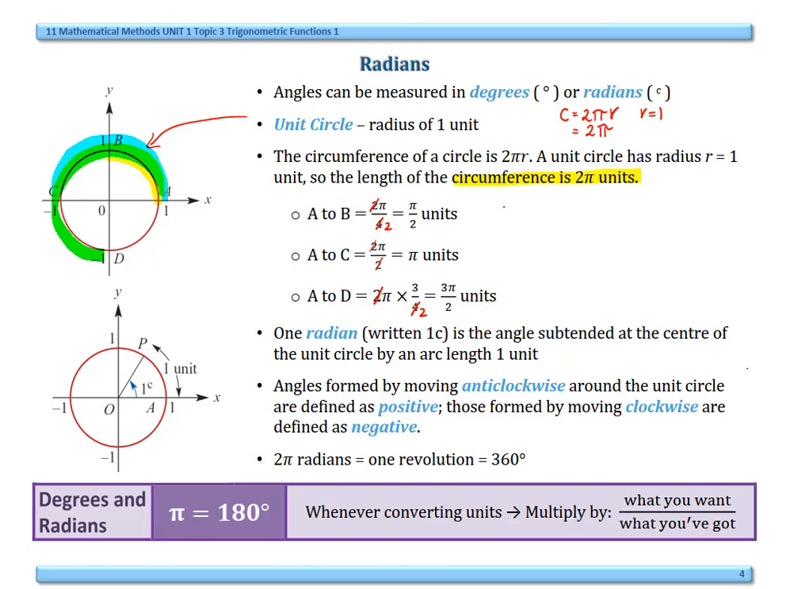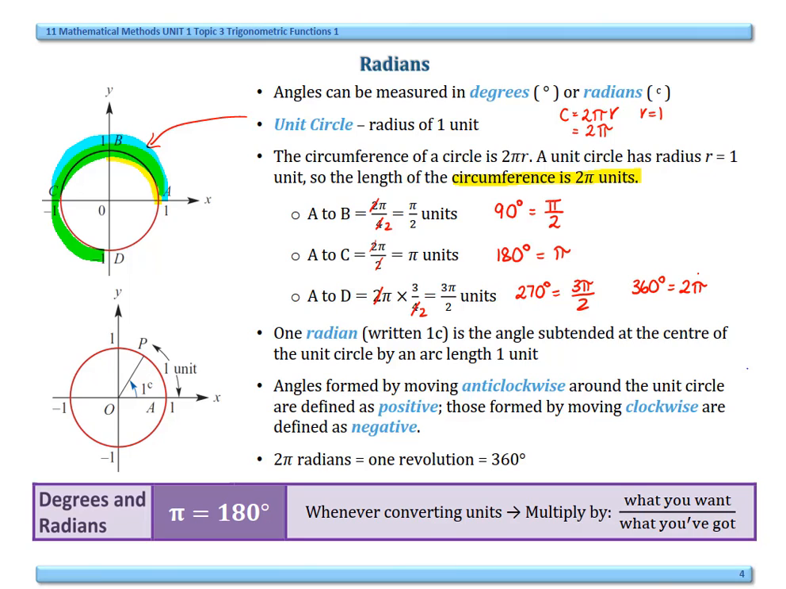So what this is telling me is that 90 degrees is pi on 2. 180 degrees is pi. 270 degrees is 3 pi on 2. And we already worked out that our circumference is 2 pi. So 360 degrees equals 2 pi. And that's what a radian is.